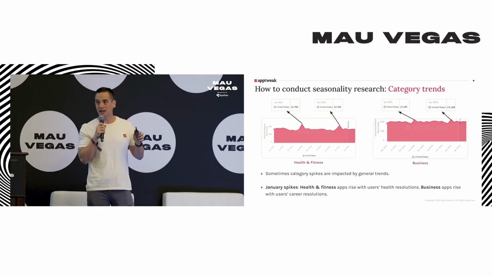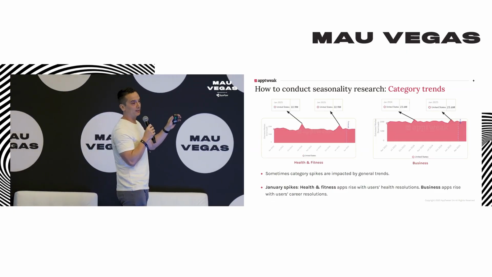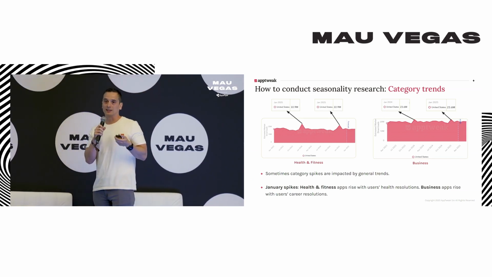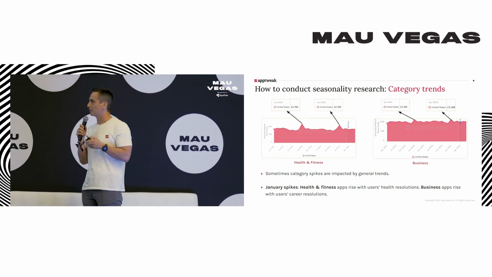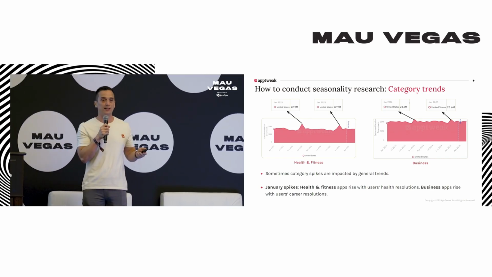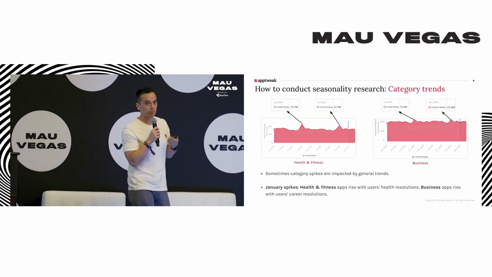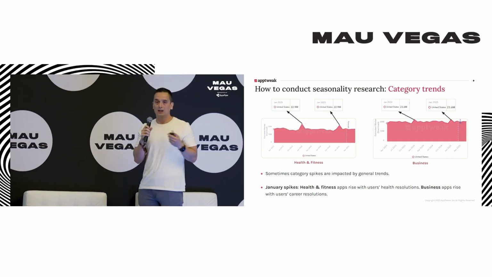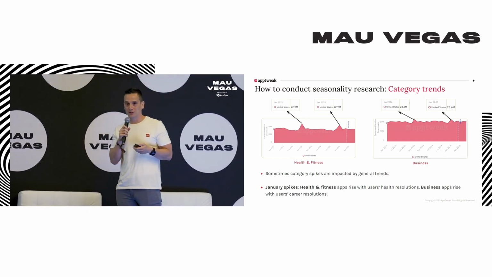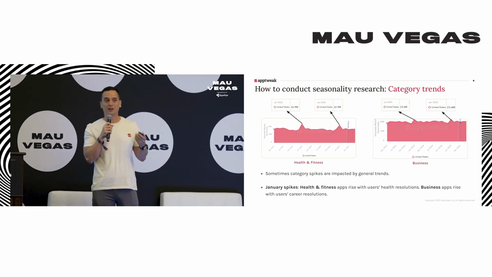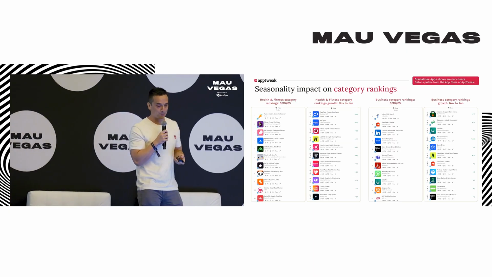Now, sometimes category trends will be impacted by general seasonal events. Let's take New Year's Eve, for example, right? At this point, we've all done and given up on a New Year's resolution, but it's no surprise that the health and fitness category sees a spike each January as users are setting goals to improve their health. But we also see a similar spike in the business category. But why is this? Well, what do users care about other than their own health? Well, money. And so they also use this time to set goals to improve their professional career.